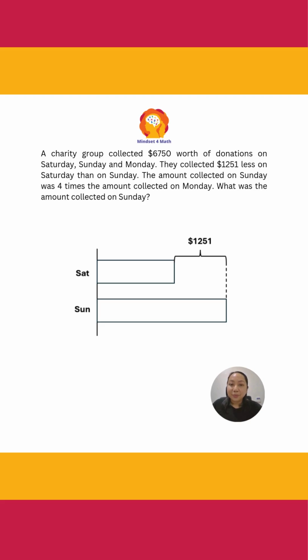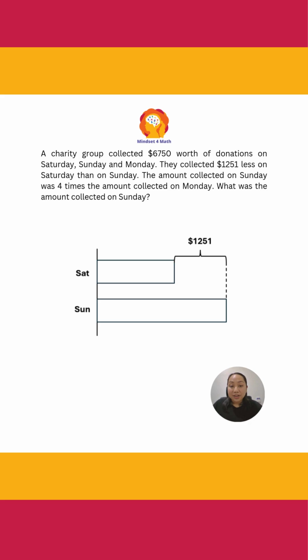A charity group collected $6,750 worth of donations on Saturday, Sunday, and Monday. They collected $1,251 less on Saturday than on Sunday. The amount collected on Sunday was four times the amount collected on Monday. What was the amount collected on Sunday?